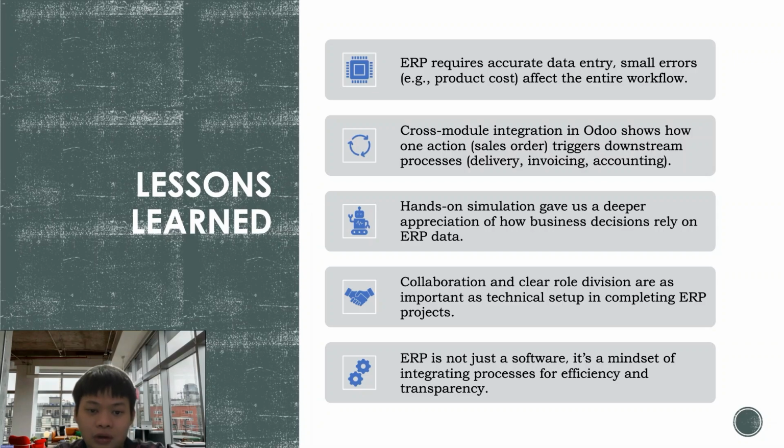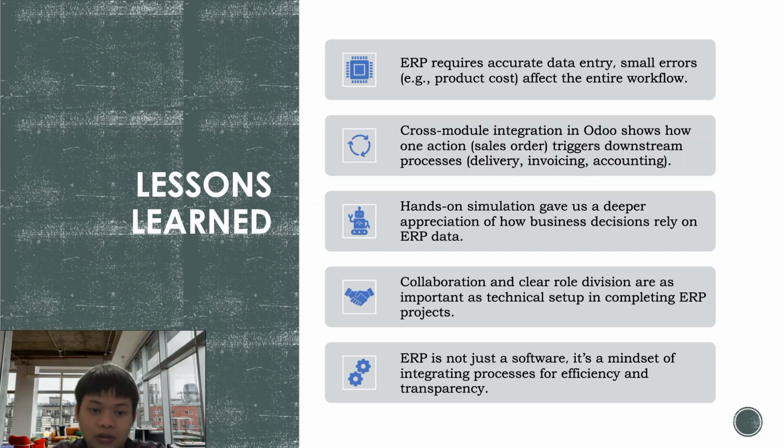Second, we experienced how powerful cross-module integration can be. In Odoo, one simple action like confirming a sales order automatically triggers downstream processes such as delivery, invoicing, and accounting. Third, the hands-on simulations gave us a deeper appreciation of how business decisions rely on ERP data. We could see clearly that reliable data is the foundation of good management.